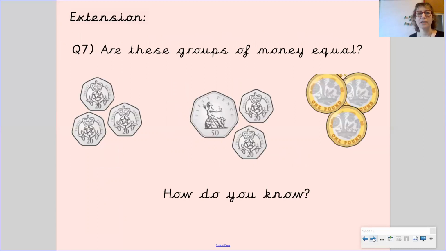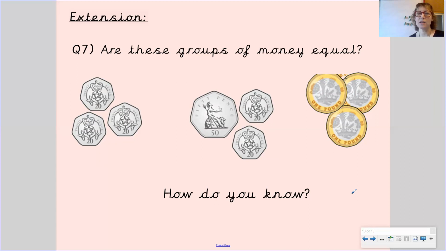And then we've got our extension. So there are 3 groups of money here. And are these groups of money equal? And you could put yes or you could put no, but you have to explain why. So if you think they are equal, say yes, they're equal because, and explain why they're equal. And if you don't think they're equal, then say no, they're not equal because, and explain why.